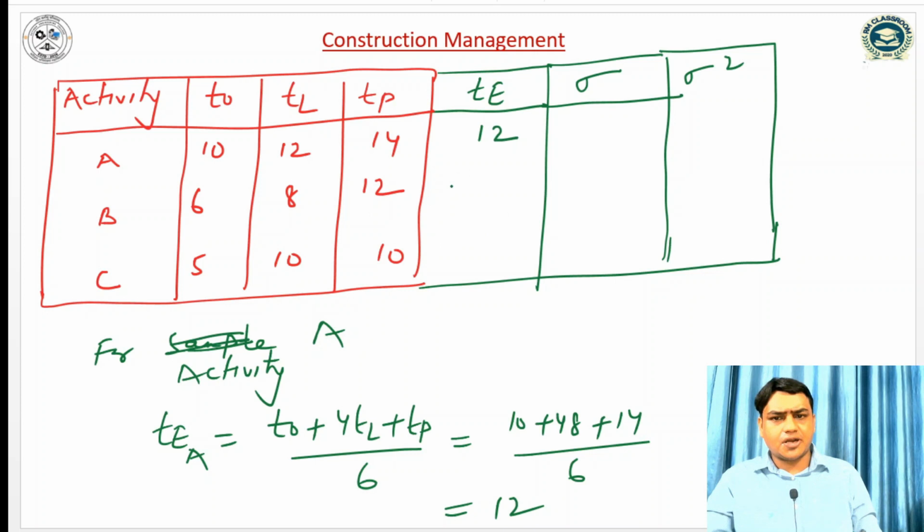Similarly, the expected time for B can also be computed as 6 plus 32 plus 12 by 6, so it is 8.33. Similarly, for activity C the expected time is 5 plus 40 plus 10, 55 by 6, so it is 9.16.